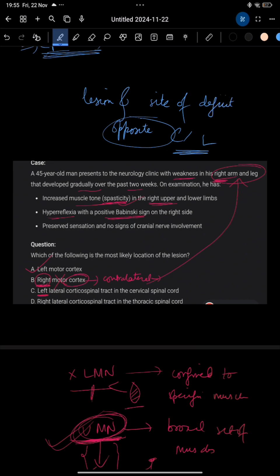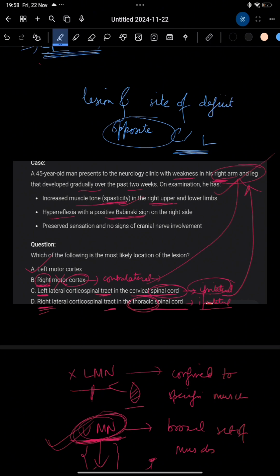Now option C follows the same principle. Option C says left tract in the cervical spinal cord, and as we know, if the lesion involves the spinal cord, then the deficit is always ipsilateral. Ipsilateral to left is left, but the deficit is in the right side. So how do we rule out the last option? If the lesion is in the right tract of the thoracic spinal cord, then the deficit is again ipsilateral since it is the spinal cord, and ipsilateral to right is right, so the deficit is also in the right.